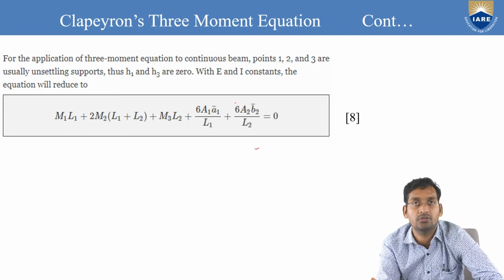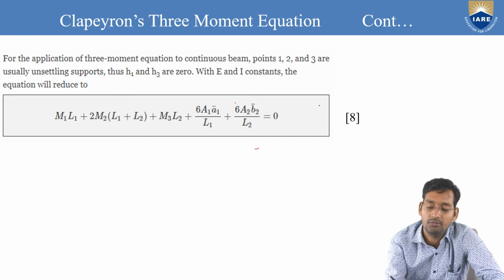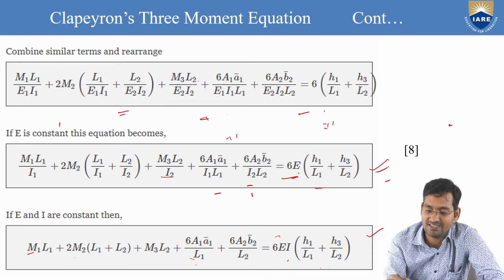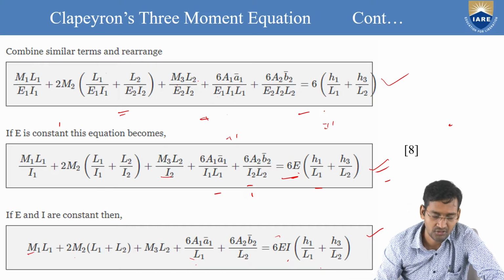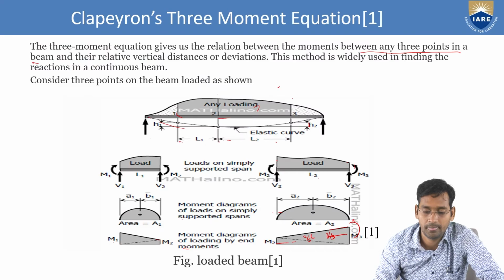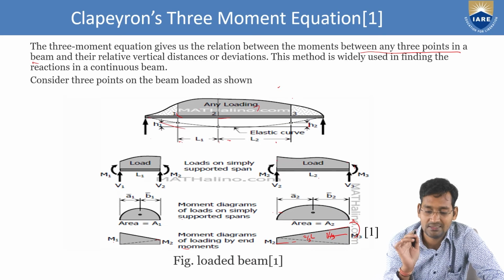Means the height of the observer, because of that unsettling support, the height is 0. So at that time, this condition, or if the generalized form is there, then just put it here and you will get the answer. So let's recall quickly once again. In this, loading is given.